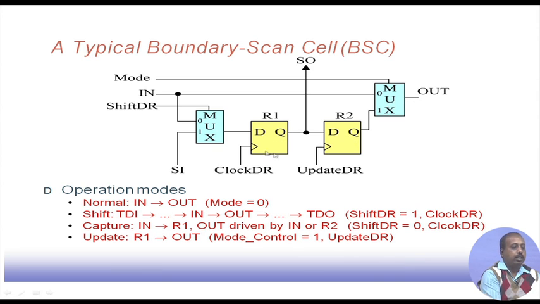You see that in shift mode, we are shifting in the test pattern and simultaneously the content of this D flip flop will be available at the scan out. The next input comes here, gets latched here, and the previous input goes to the scan out, through the scan out to the next cell in the sequence. In the capture mode, whatever is coming on the input gets captured onto this flip flop R1. Then if there is an update operation, it will put the value into R2 and that will be available on the output line. So, this is the way these boundary scan cells operate.